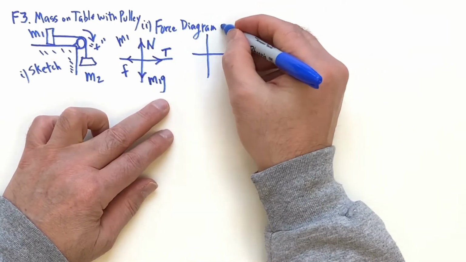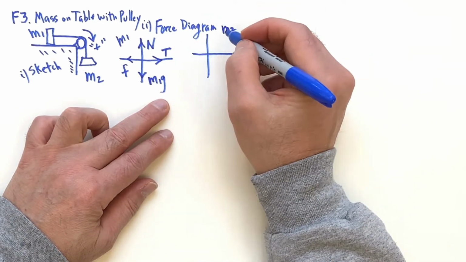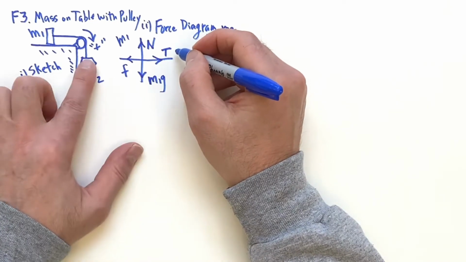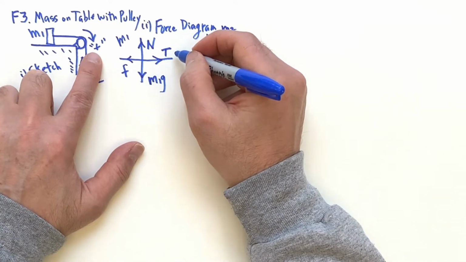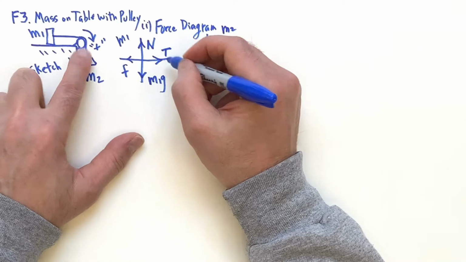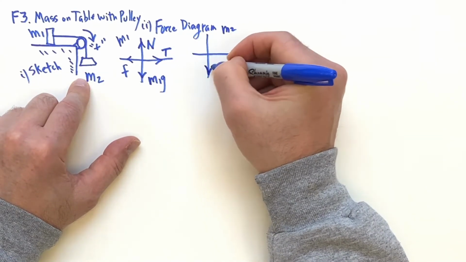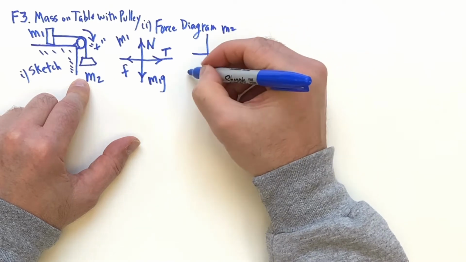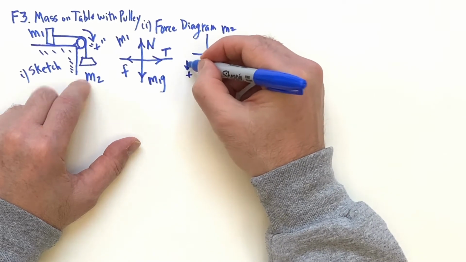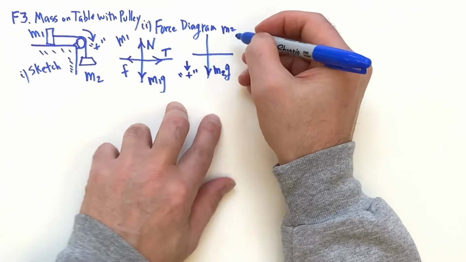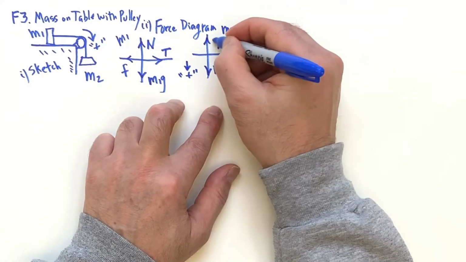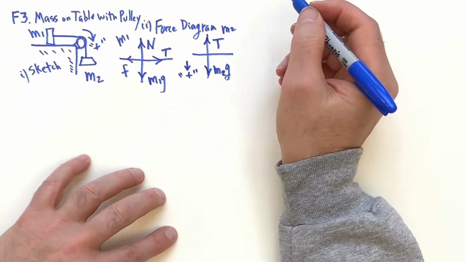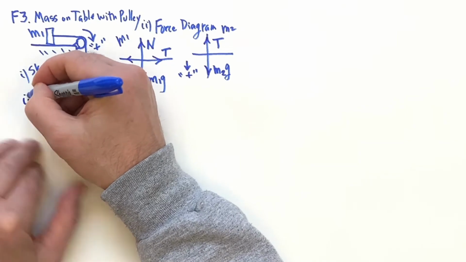For mass 2, now here positive is to the right and then positive is down, so M2G, this is positive direction just to be consistent, and this is T going up. So now we're ready to write the equations down.